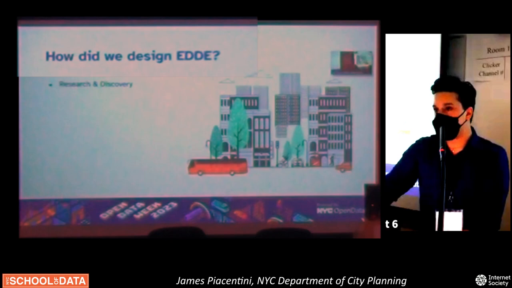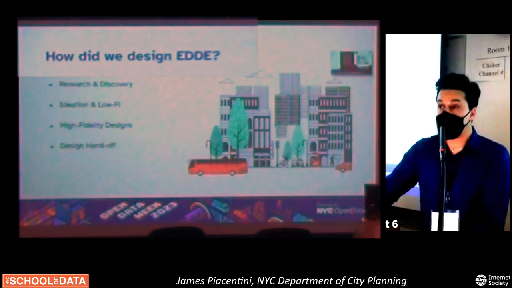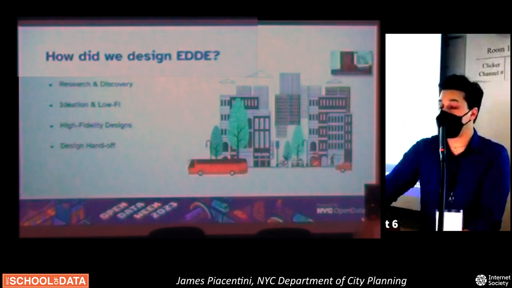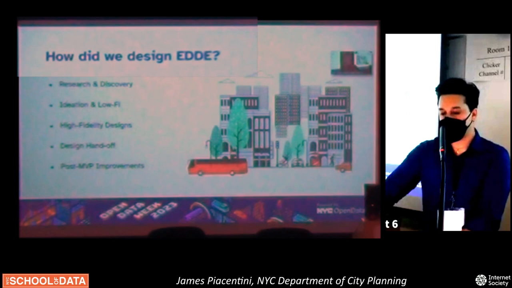We started with research and discovery, moved to ideation, lo-fi designs. The ideation process eventually brings us to high-fidelity mock-ups and interactive prototypes. And once we had a complete high-fidelity design, we work on a set of handoff documentation that we can hand to our engineers so that they'll understand how to implement that. And we work with them throughout that process until we launch the MVP, or the minimum viable product. Think of it as the 1.0 version.